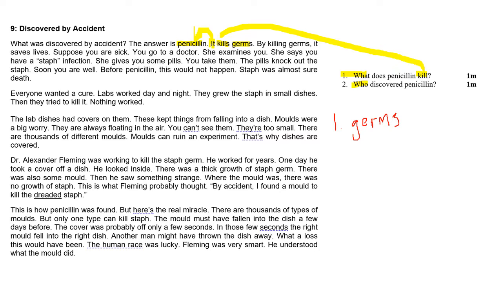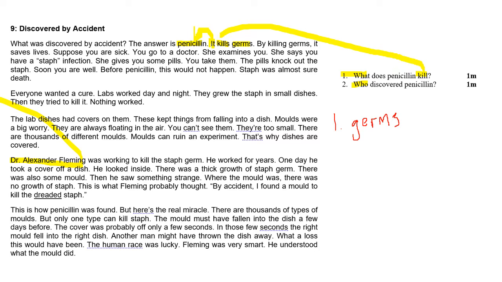Question 2. Who discovered penicillin? We're looking for a person. And if your answer for number 2 is not a person's name, then your answer must be wrong. We know that people's names start with capital letters. So as we look through the passage, we see a person down here.